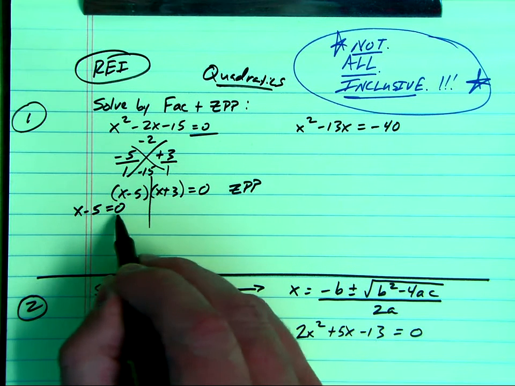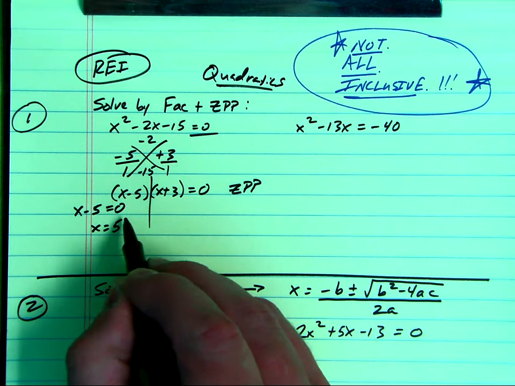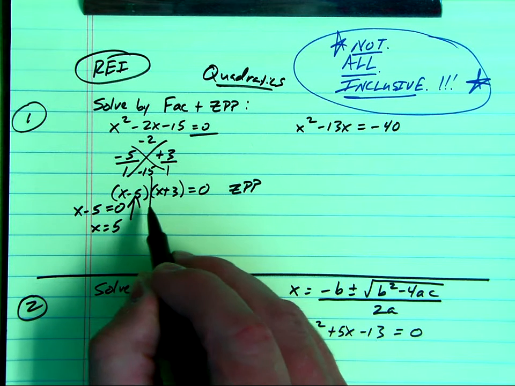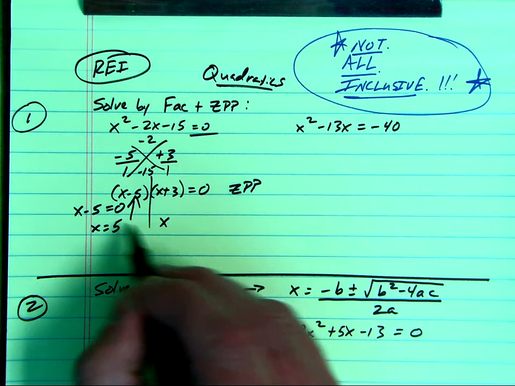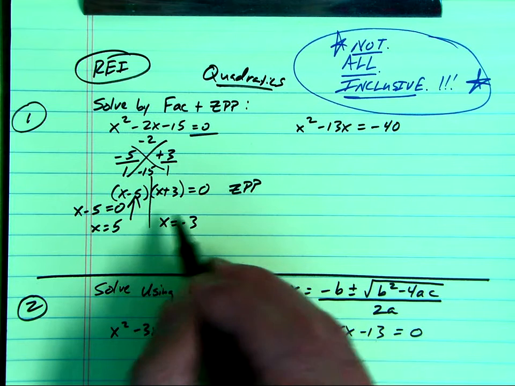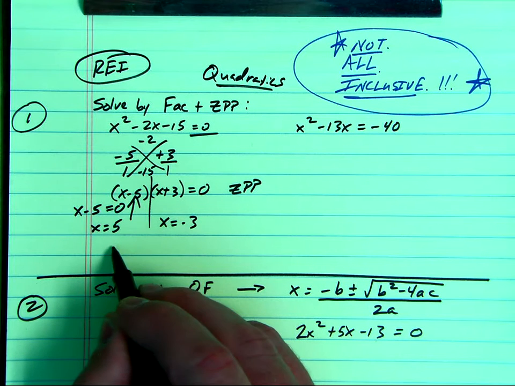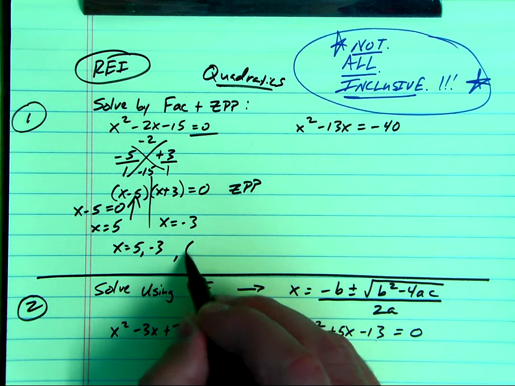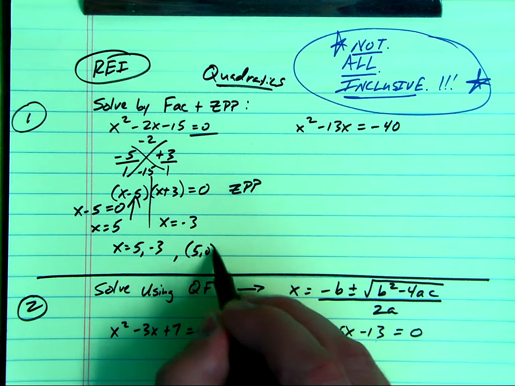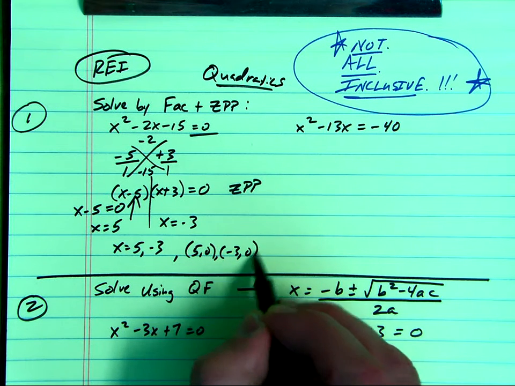Well, if you solve this little mini equation, you see that x equals 5. The shortcut is to look at that constant and just change the sign. But that's why it happens. So you can say your answers are that, or you can say it as x equals 5 or -3, or you could even say something like (5, 0), (-3, 0).